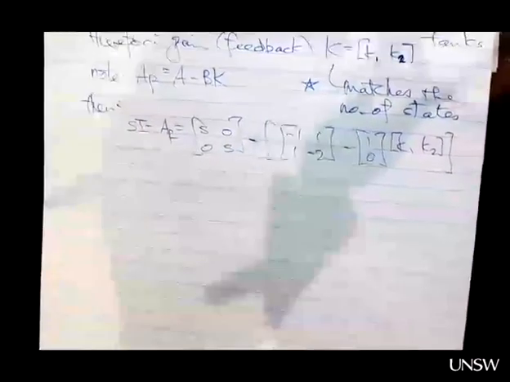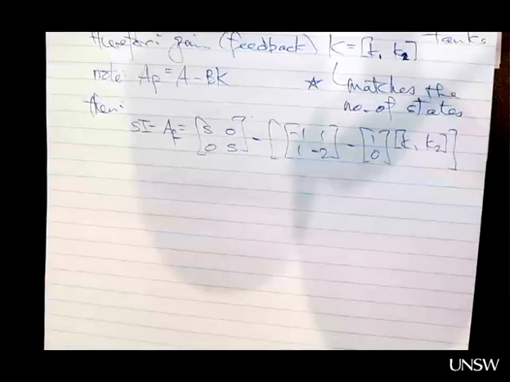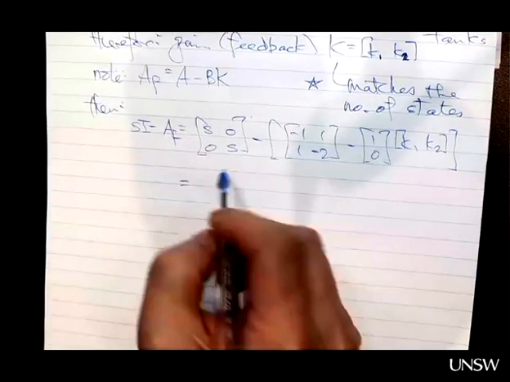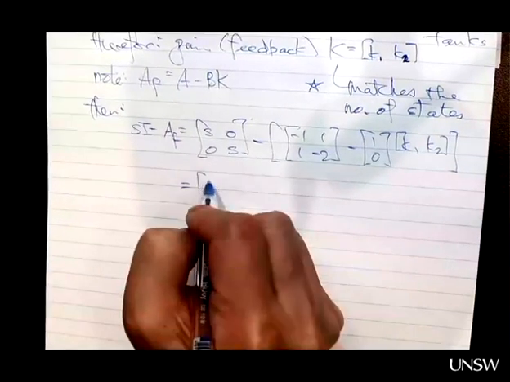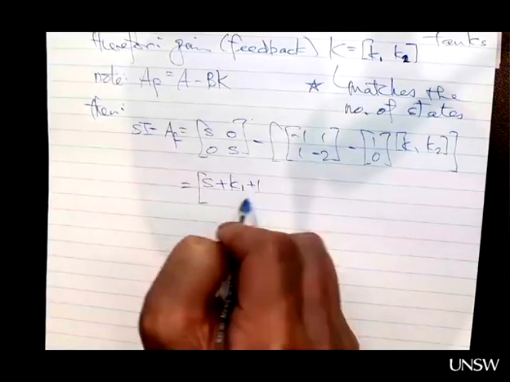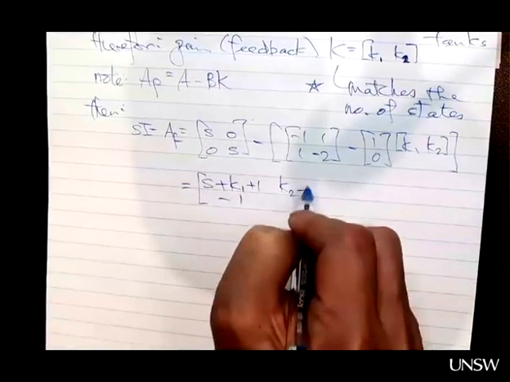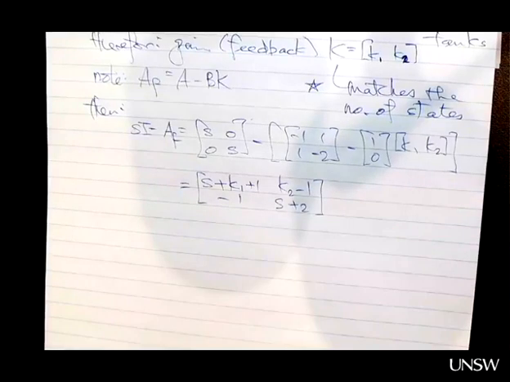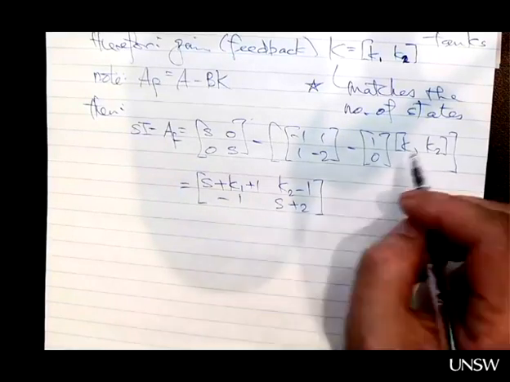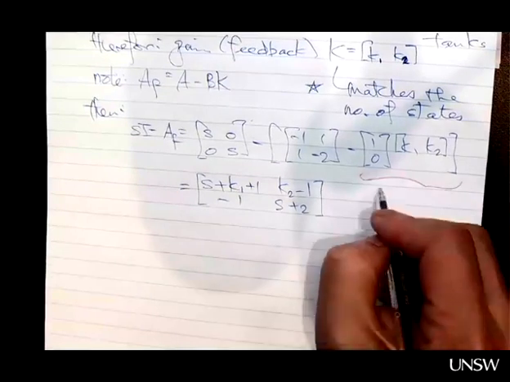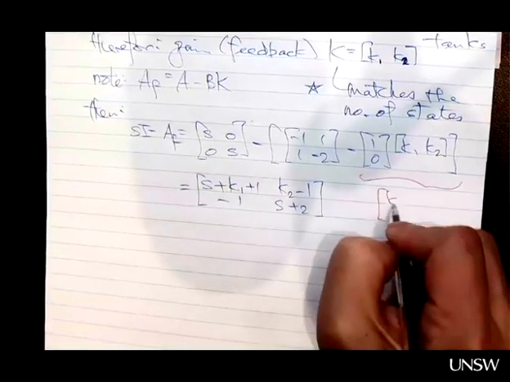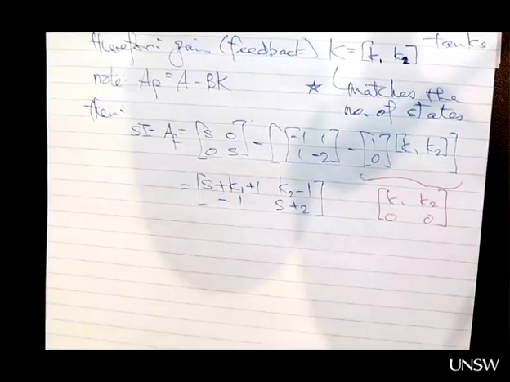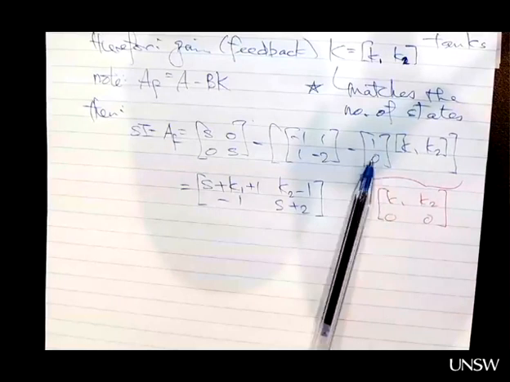Then we work it out carefully. Then we have S plus K1 plus 1, and then minus 1, K2 minus 1, and then S plus 2. Now it is important to note that this multiplication becomes K1, K2, and then 0, 0. It is a column vector multiplied with a row vector, and then we have a square matrix.